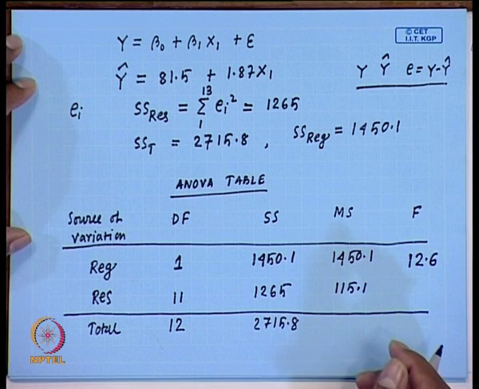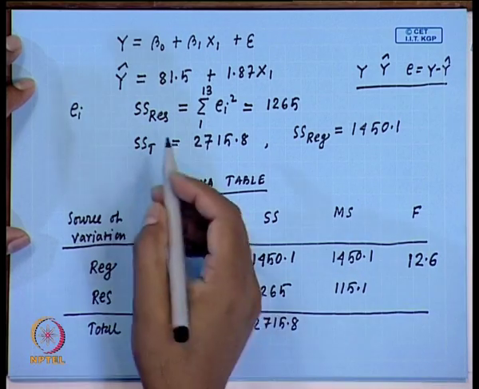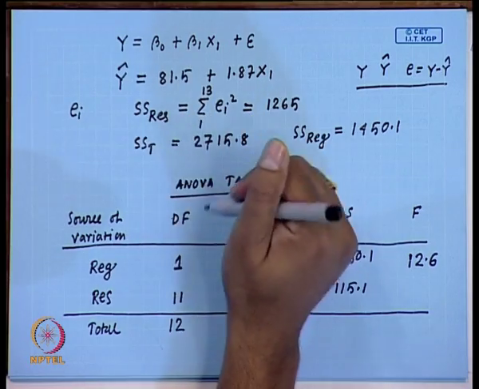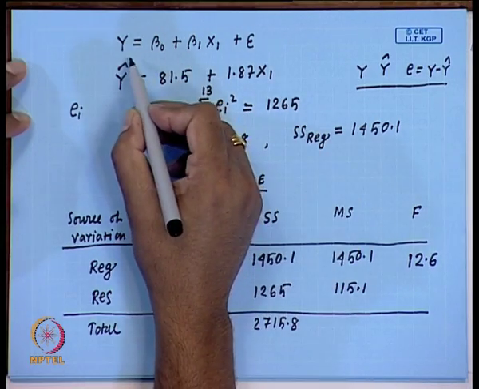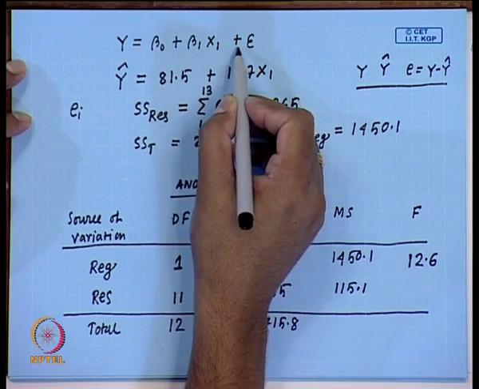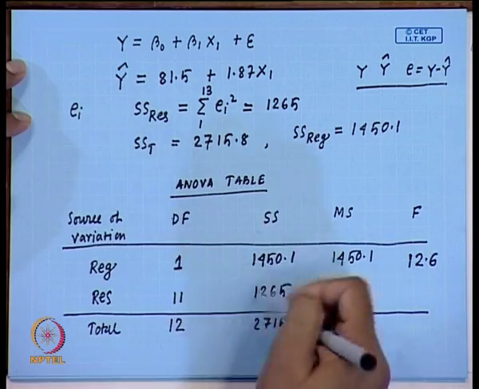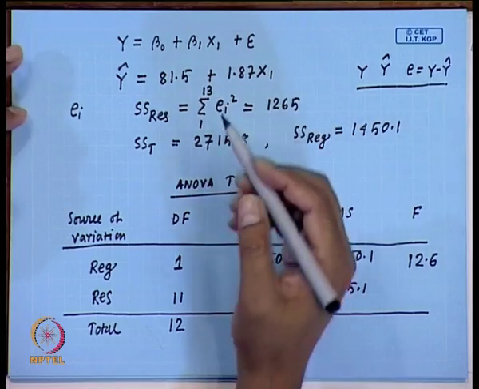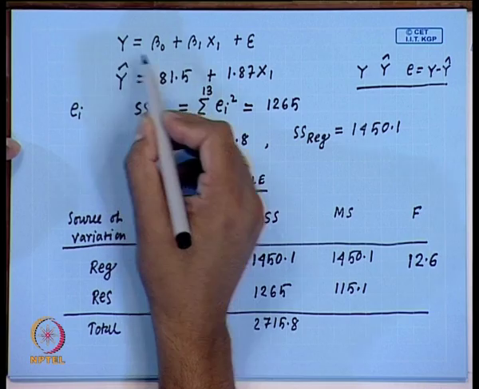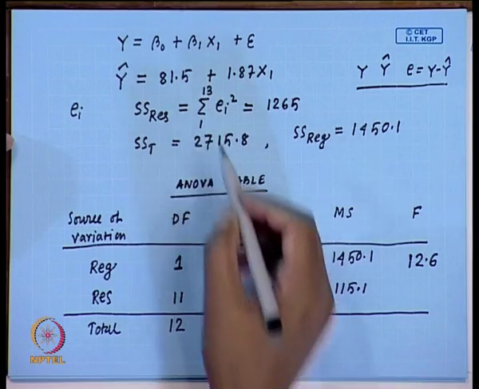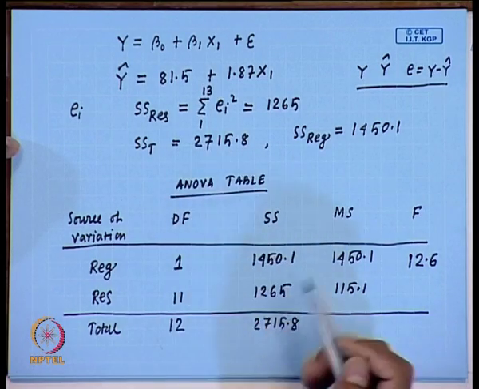Well, so what I want to say here is that this ANOVA table is associated with the model y equal to beta naught plus beta 1 x 1 plus epsilon. Similarly, you have to fit the other 4 models involving one regressor variable, that means y equal to beta naught plus beta 2 x 2 plus epsilon. So, for that model you will get another ANOVA table.